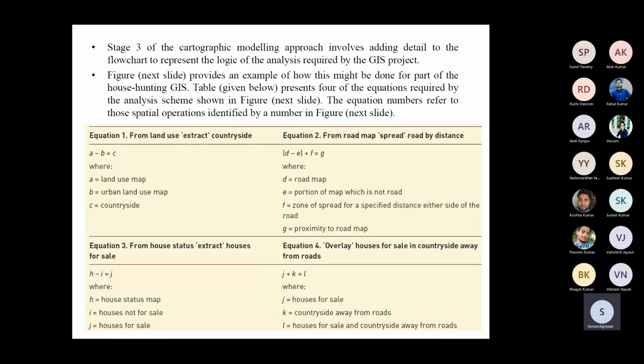Equation one: from land use, extract countryside. Why? Because we will not get a single map where urban, non-urban or countryside information is given. You will get a land use map. On that land use map, urban area might be given. So from the land use map, remove the urban area. If you perform the difference of the urban area, you will get the countryside location. Another one: from road map, spread road by distance. Basically, you will perform a buffer and later on, you will identify that area. So by using such equations, the same thing gets expressed. It may or may not be used; use of equations is not necessary.